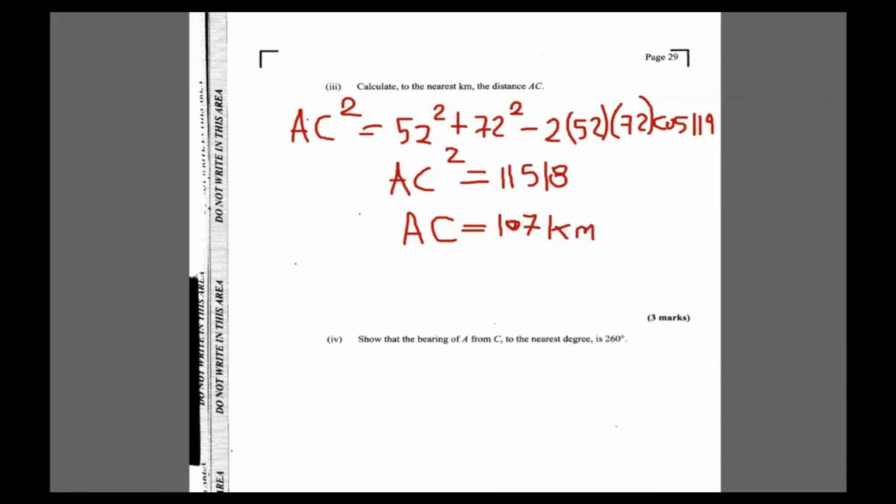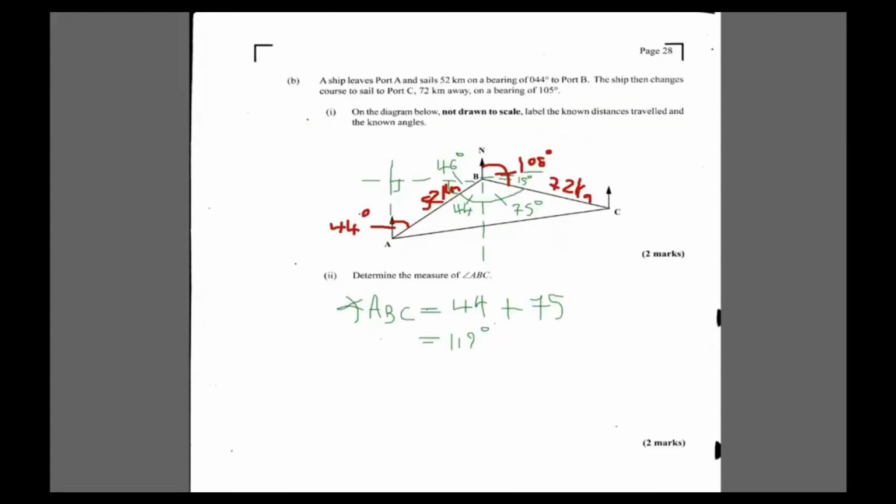So we can go back around here now and label that. The distance AC is 107 kilometers. So we have the distance AC, which we know is 107 kilometers. All right. And now what are we required to find? Let's look at what they want us to find next.